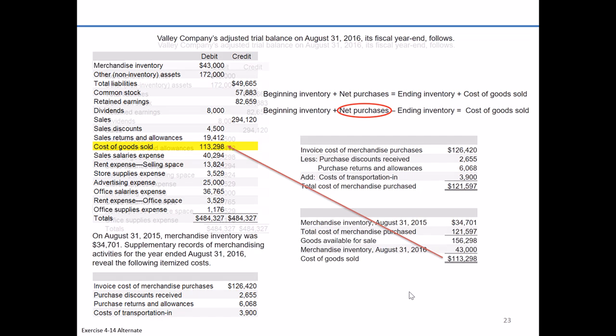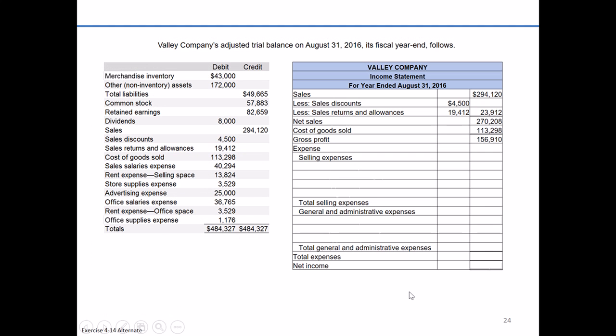So jumping back into this particular problem and moving forward, again, I started with net sales of 270,208. I take my cost of goods sold that I either calculated or pulled from my adjusted trial balance of 113,298, and I arrive at a gross margin or gross profit of 156,910.